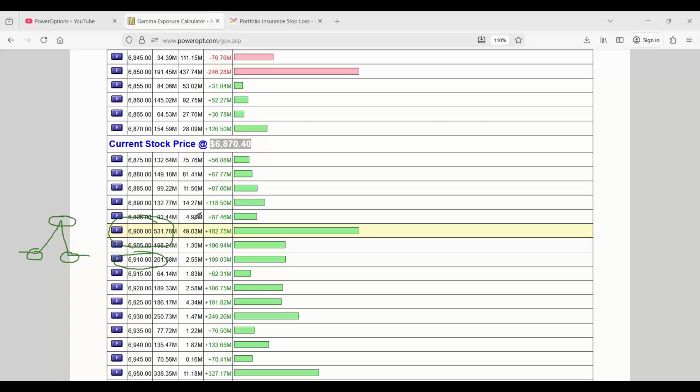So that's sort of how investors think, but if you think it's bullish, you want to take a little bit of a bet. Hey, the market opened up here. I see my gamma exposure, my GEX, right here is at 6,900, and I'm in the bullish range, obviously, because it's above the current closing price.